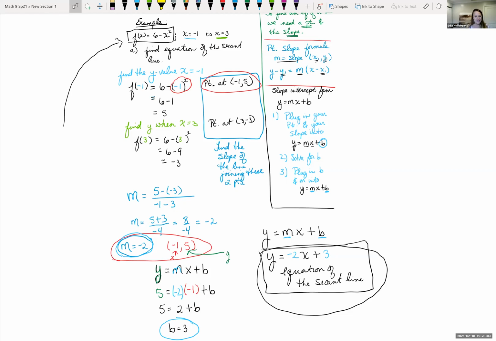The last example we did, we were finding the equation of the secant line of 6 minus x squared between x equals -1 and x equals 3. Now let's look at finding the equation of the tangent line of the function f of x equals 6 minus x squared at this first value that they gave us, x equals -1.